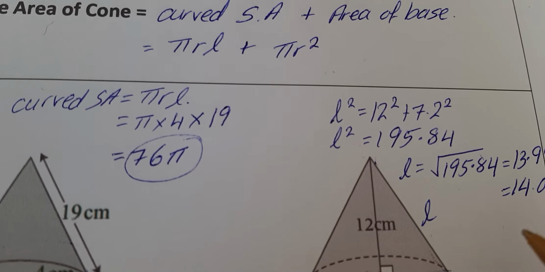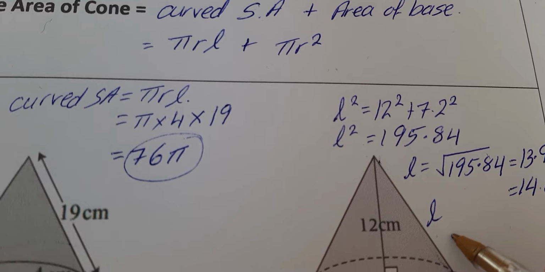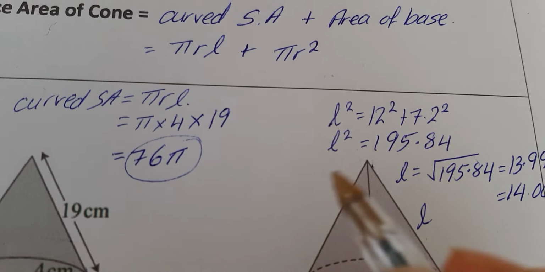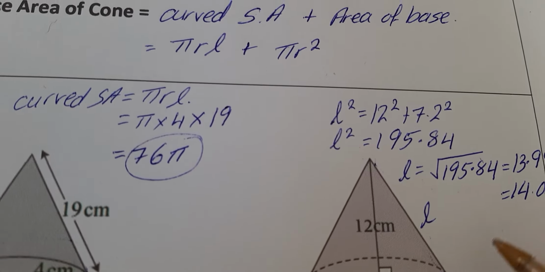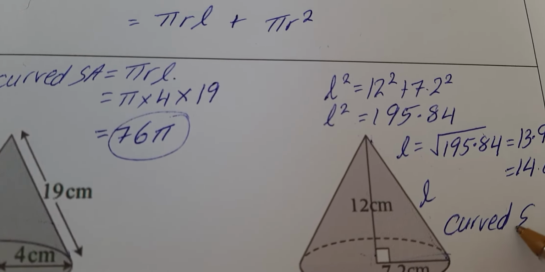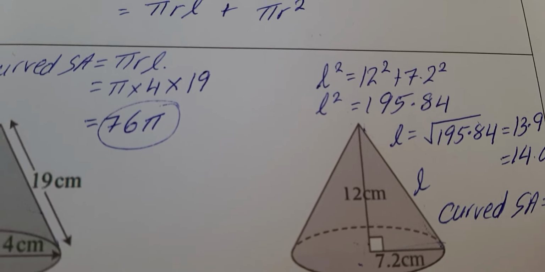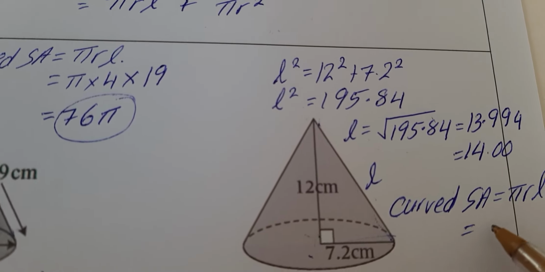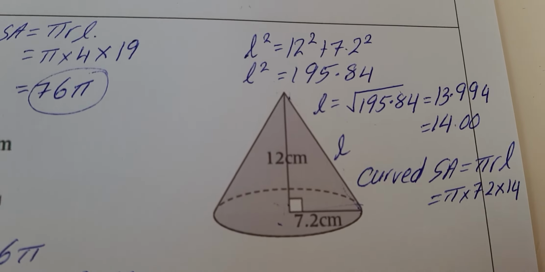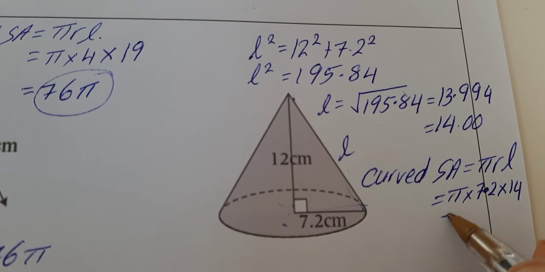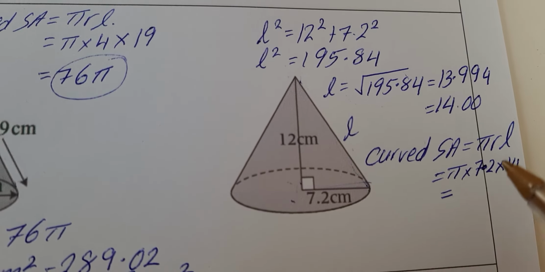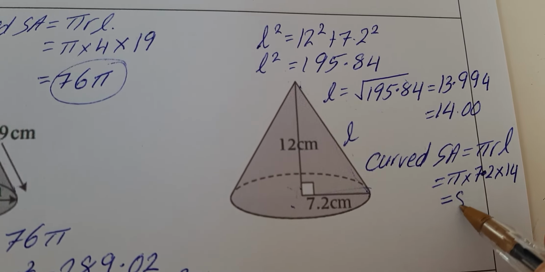First, I need pi RL, so the curved surface area. I'm just thinking where I can actually write this. The curved surface area equals pi RL, which equals pi times 7.2 times 14, which is going to come to 84.617.